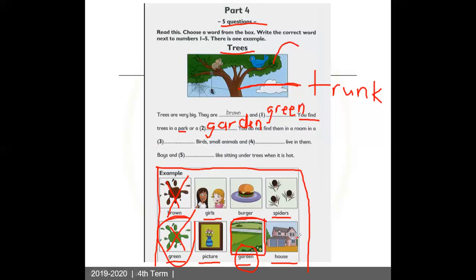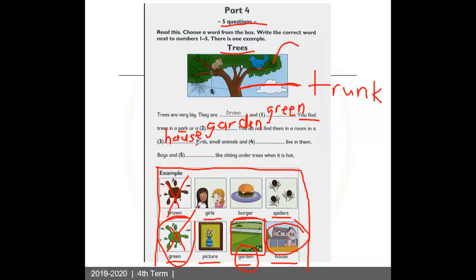what, where? Yeah, you can't find trees inside your house. So you have to write here the word house because there are no trees inside our houses. They are outside our houses.